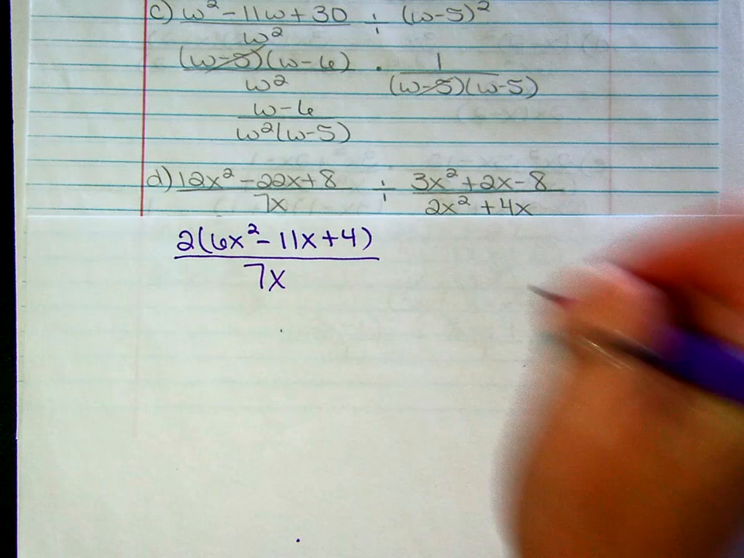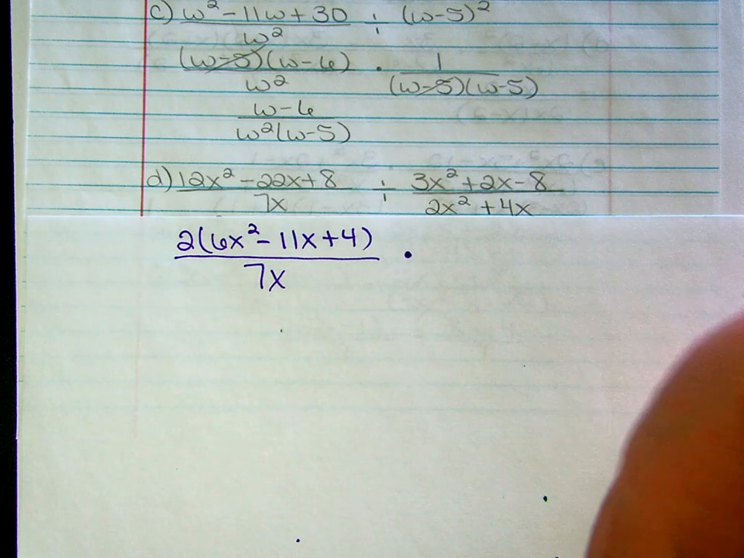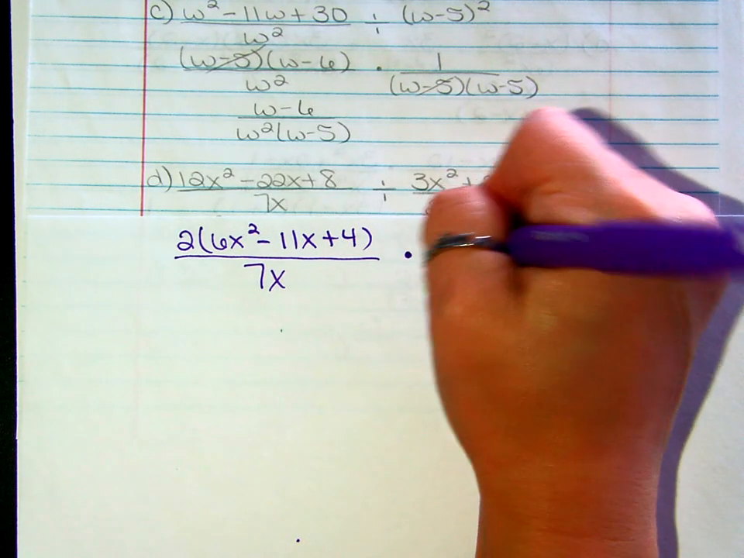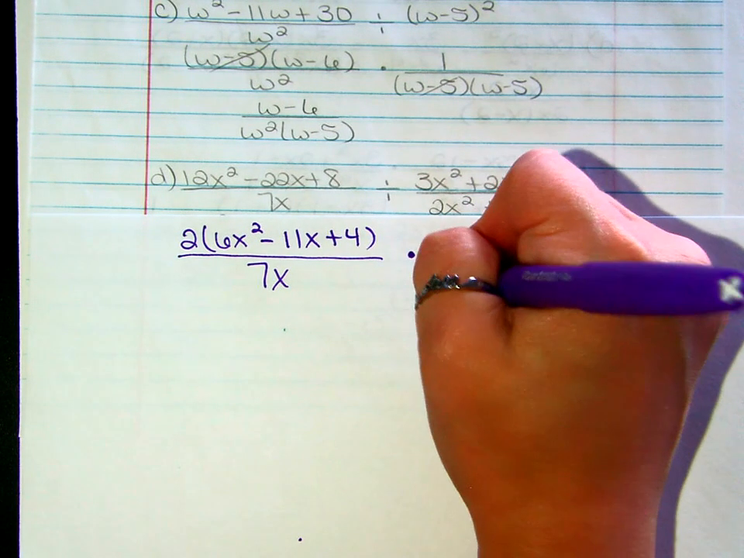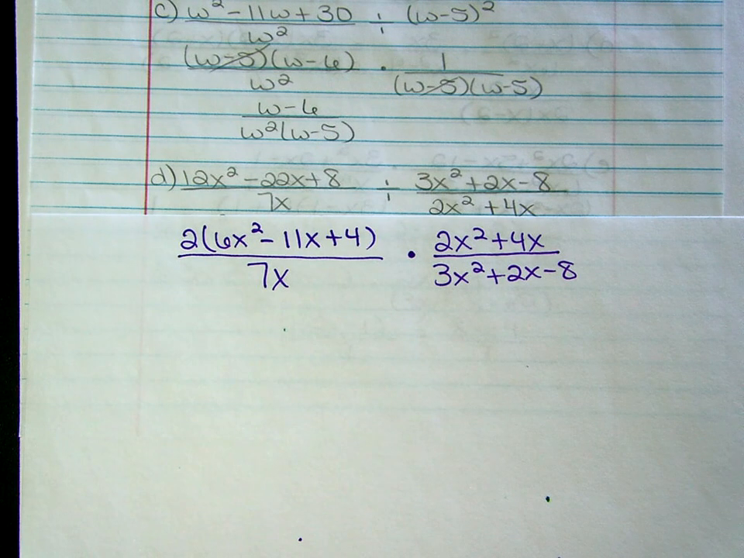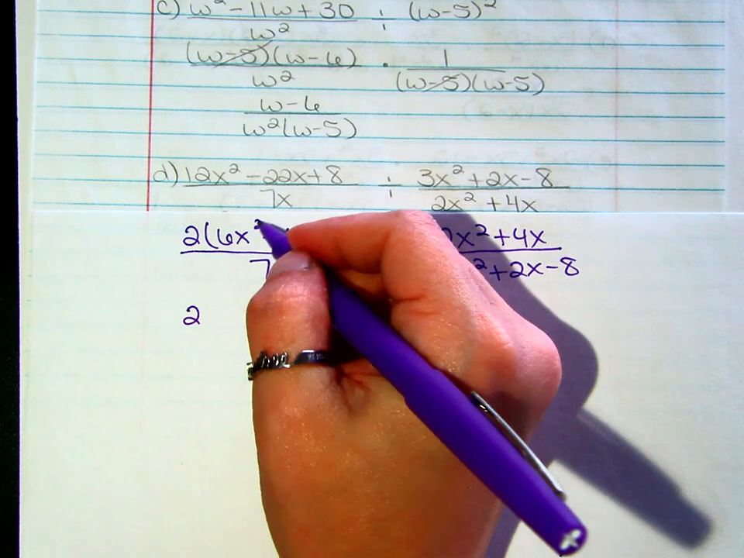Change it to multiplication, and I'm going to flip to where I have 2x squared plus 4x on top, and the 3x squared plus 2x minus 8 on bottom. So looking at the 6x squared minus 11x plus 4, I'm going to have to factor that.